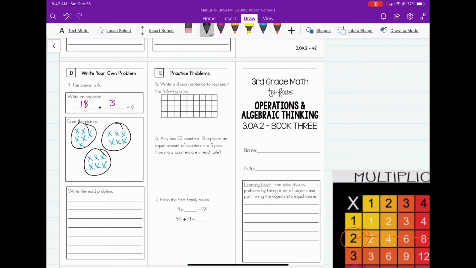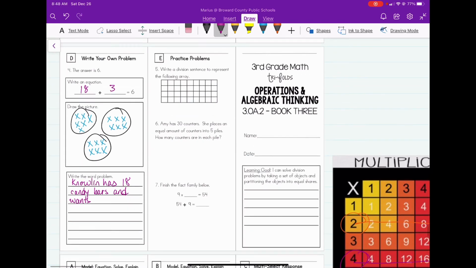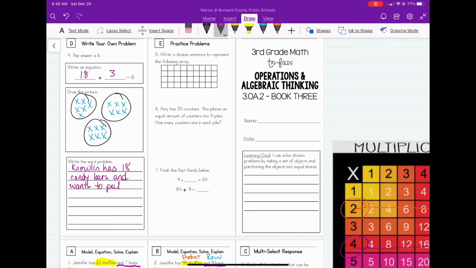And if we write our own word problem, we could say that Knowlin has 18 candy bars and wants to put an equal number of candy bars into 3 bags. How many candy bars go in each bag? And the answer would be 6.